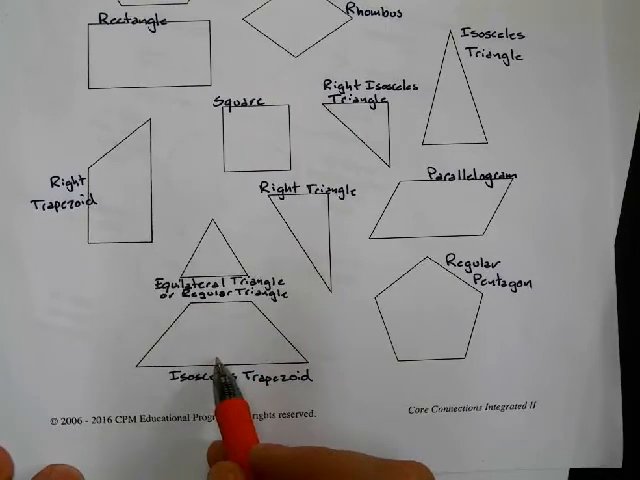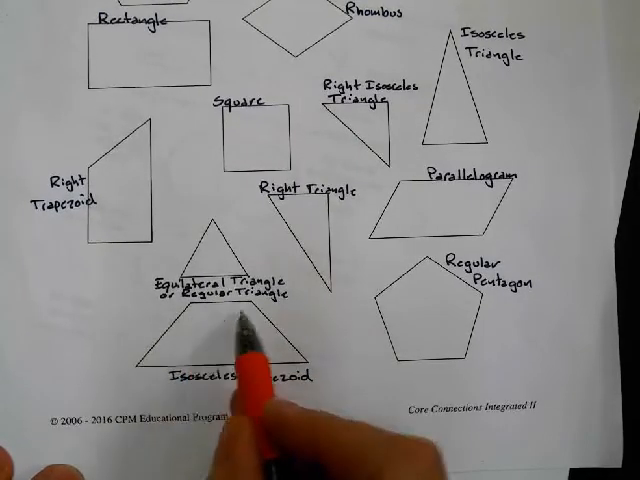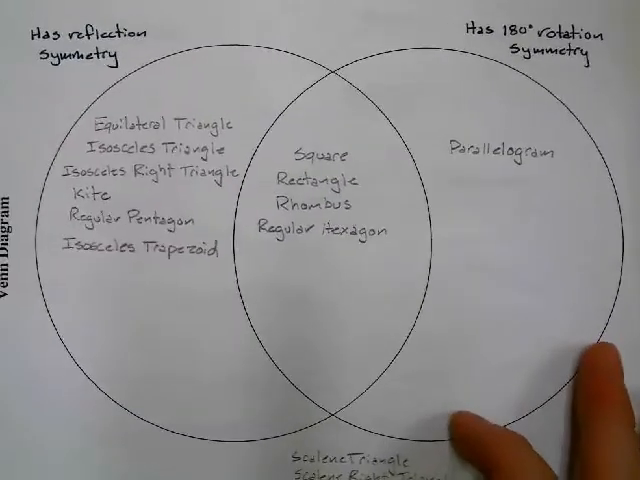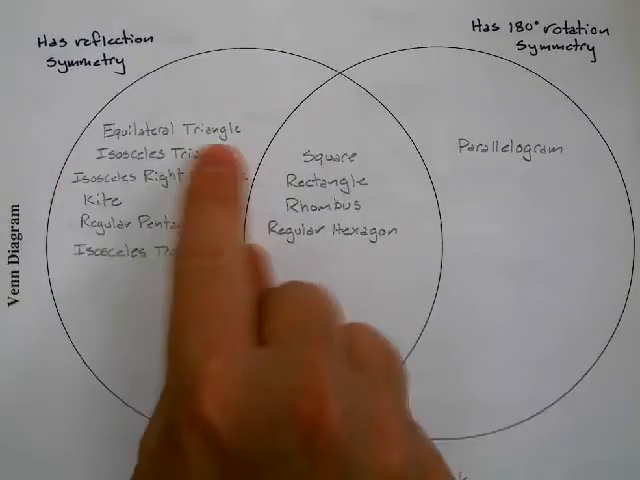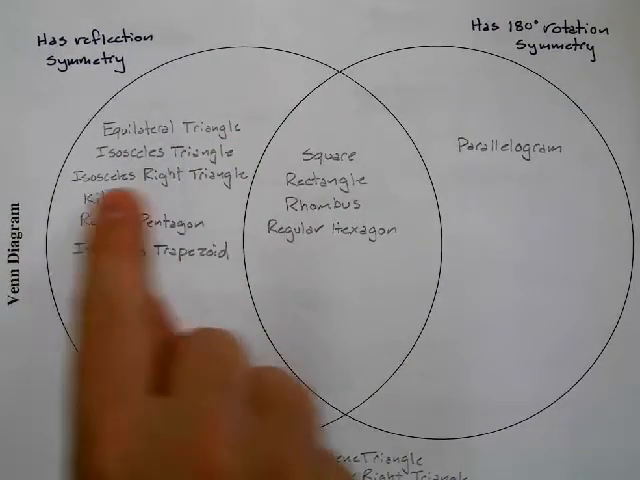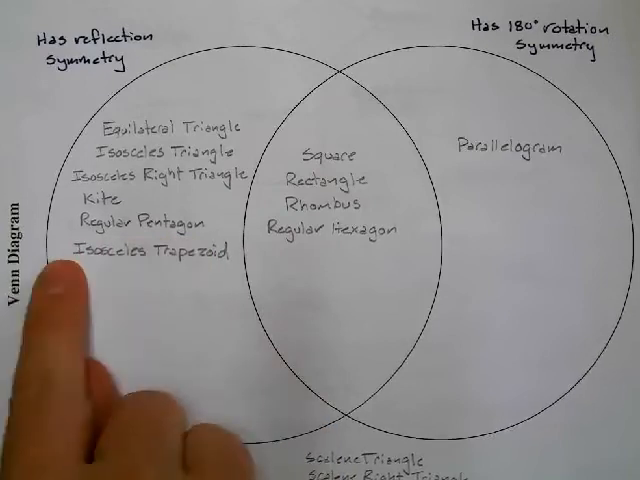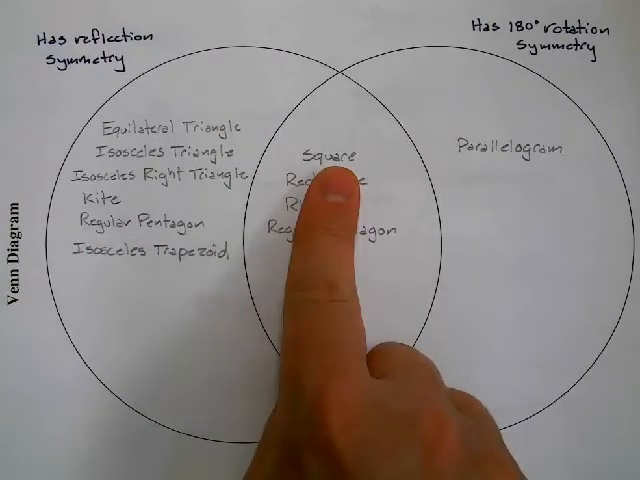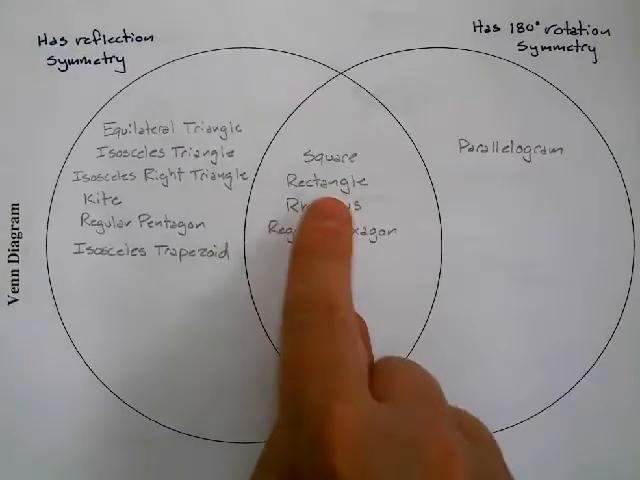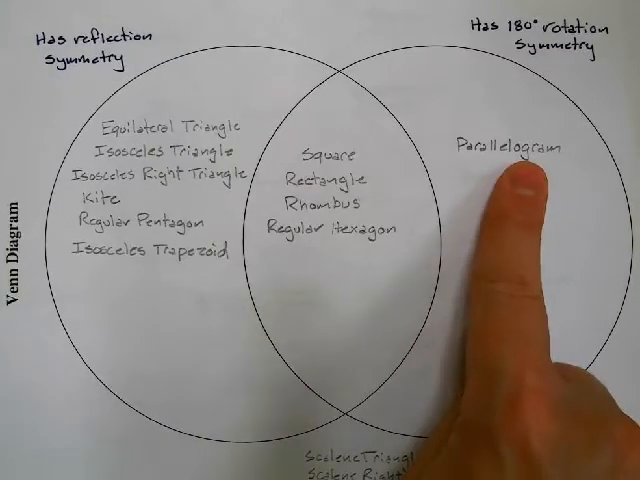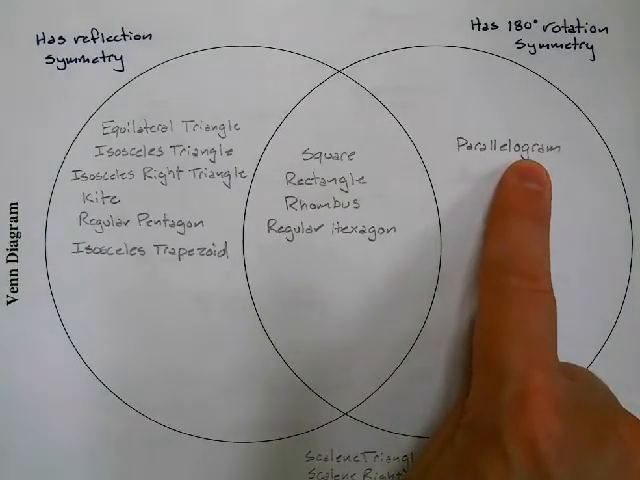That wouldn't work. So to finish this off, here's what has reflectional symmetry. Equilateral triangles, we talked about how we could draw a line right down the middle. Isosceles, isosceles right, kite, regular, isosceles trapezoid. Which ones have both, rotational and reflectional? Square, rectangle, rhombus, regular hexagon. Which one only has 180 degree rotational symmetry? This is interesting. The parallelogram is the only one that just does 180, but it doesn't do reflection.